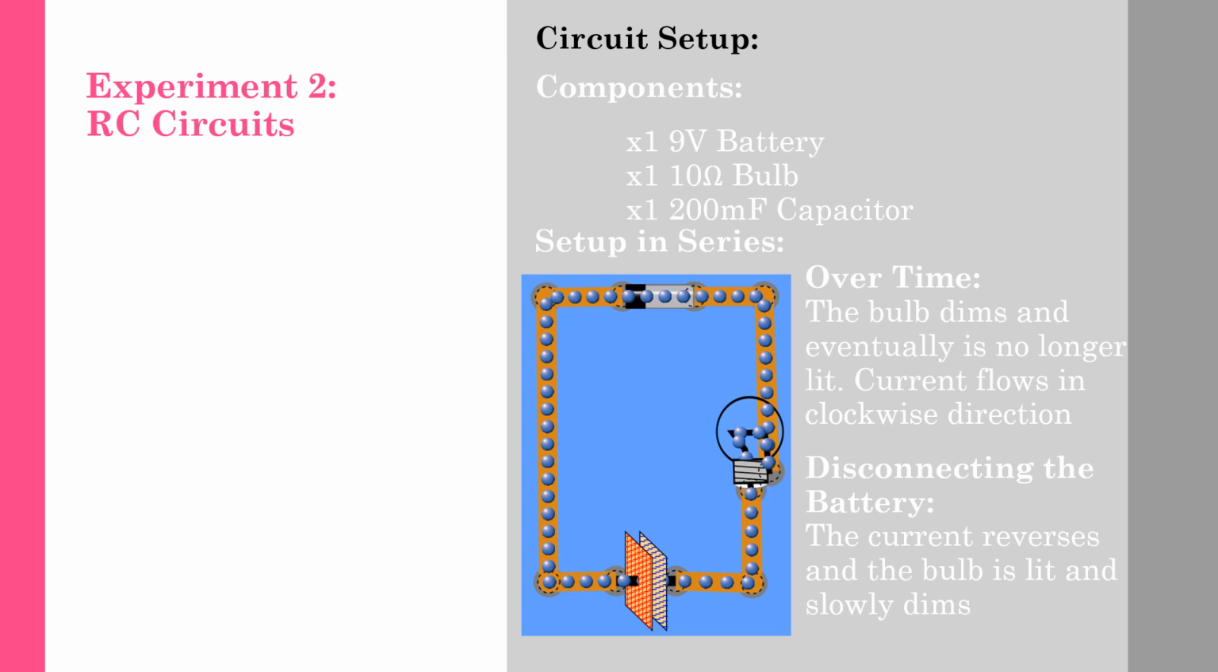In this experiment, we observed RC circuits. We placed a 9-volt battery, a 10 ohm resistance bulb, and a 200 millifarad capacitor in series. Over time, we saw that when the capacitor is being charged, the bulb dims and eventually is no longer lit. The current in this situation also flows in a clockwise direction. After disconnecting the battery and only having the bulb connected to the charged capacitor, the current reverses and the bulb is lit but slowly dims as well.